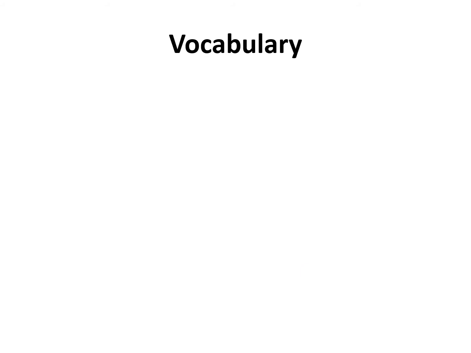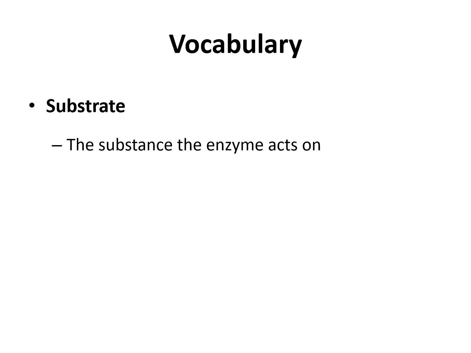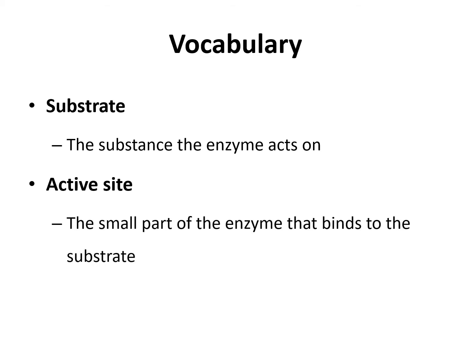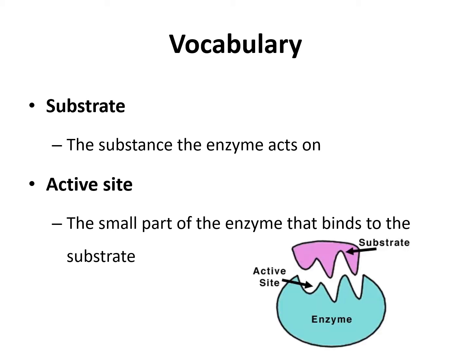When talking about enzymes, there are two important terms that you need to know. The first term is substrate, and the substrate is defined as the substance the enzyme acts on. The second term is active site, and the active site is defined as the small part of the enzyme that binds to the substrate. So when you draw a picture of an enzyme, this is the enzyme. Every enzyme will have an active site, and the active site has a particular shape which will fit exactly the shape of the substrate. And sometimes we refer to the substrate as the reactant.